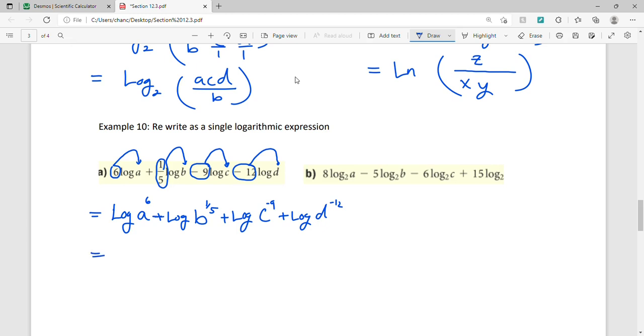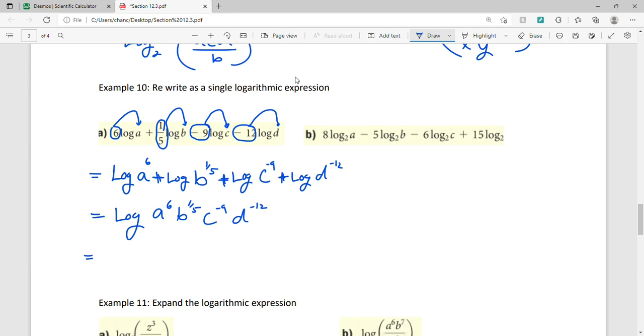And since all of these are positives, we can now use the product rule. The product rule states this is log of a to the 6th, b to the 1/5, c to the negative 9th, and d to the negative 12th. But we can bring that negative exponent into the denominator, and this gives us our final answer. Log of a to the 6th, b to the 1/5. On the bottom here we have c to the positive 9 and d to the positive 12.